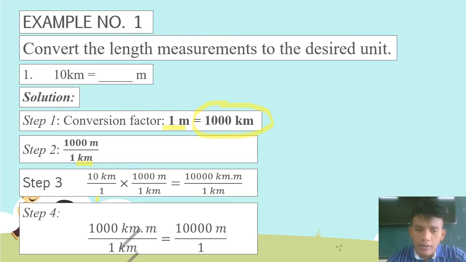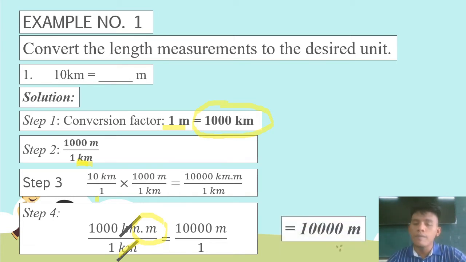So we can cancel out kilometers. That's why we will put the kilometers at our denominator, so that we can cancel out. That's our goal, to cancel out kilometers and the remaining will be meters. So the result is 10,000 meters over 1. And our final answer is 10,000 meters. This will be our final answer.